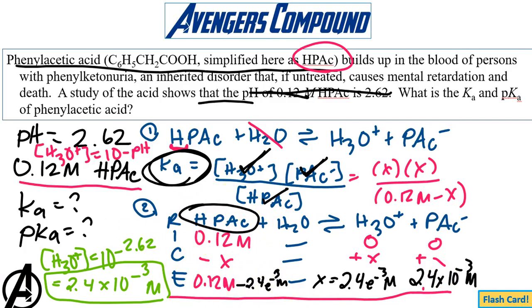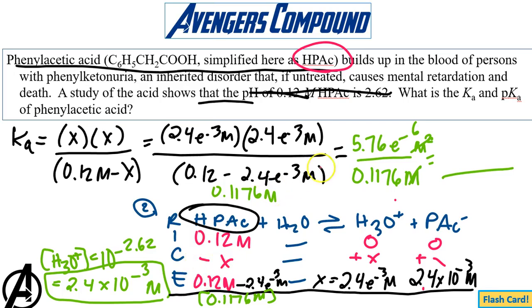for HPAC. All right, so I have now rearranged everything. I have my Ka expression up here. I know I have X times X divided by 0.12 molar minus X from all the equilibrium amounts that we see from our RICE table. All I did is substitute our X value, which we already solved for by getting the H3O plus concentration from the pH. So I plug everything in.